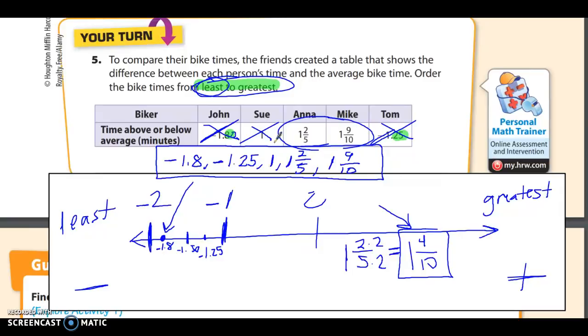So that would be our correct answer. All right, good job. You are done with page 61.